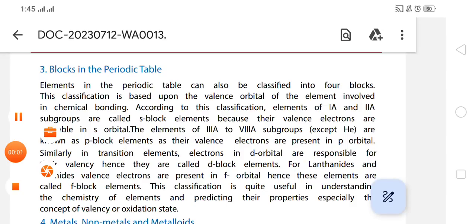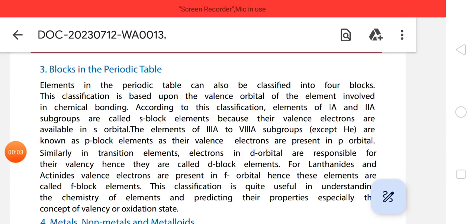Chemistry Chapter 1. Blocks in the periodic table. Elements in the periodic table can also be classified into 4 blocks. This classification is based upon the valence orbital of the element involved in the chemical bonding. According to this classification, elements of first A and second A subgroups are called S block elements because their valence electrons are available in S orbital.